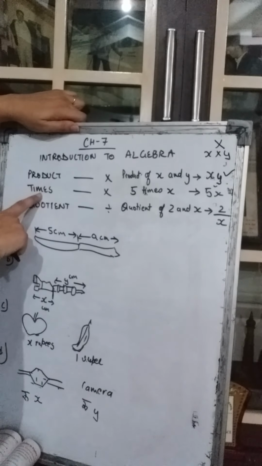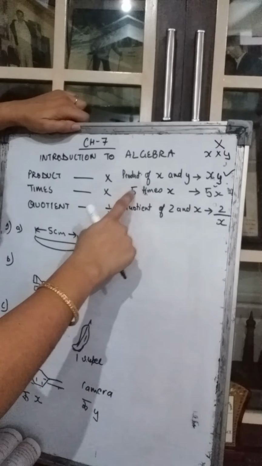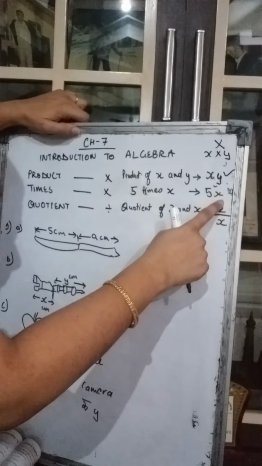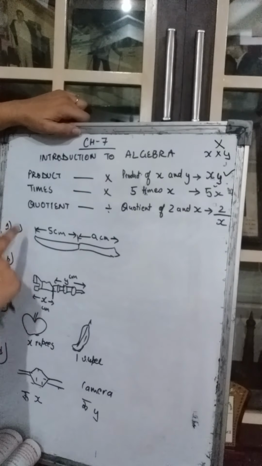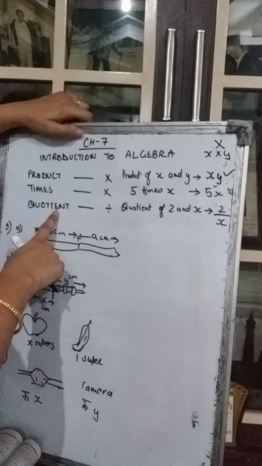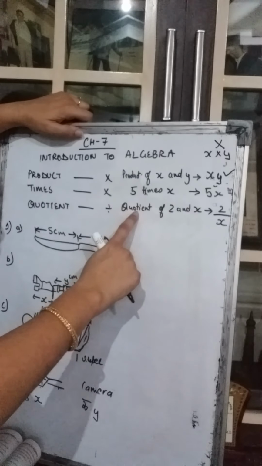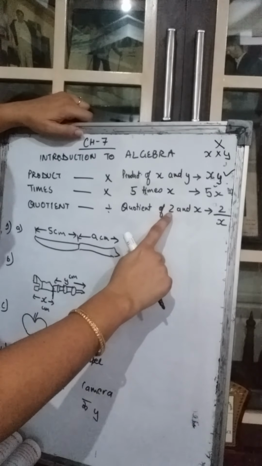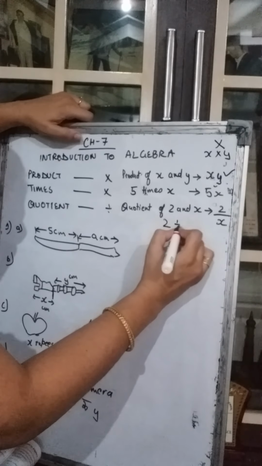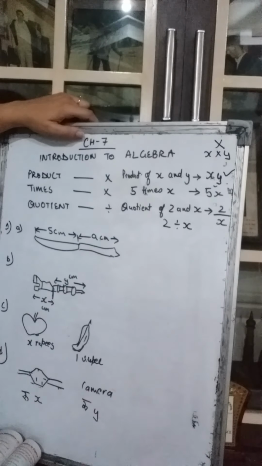Okay. Now times. Times also means multiply. Suppose it is said 5 times x. So what will it become? It will become 5x. Okay. Quotient. Quotient means division, you know that very well. And how do we write it? Suppose it is said quotient of 2 and x. Whatever is given first, that will come in the numerator. Or you can write this as 2 divided by x also. This is also the correct way of writing an algebraic expression.